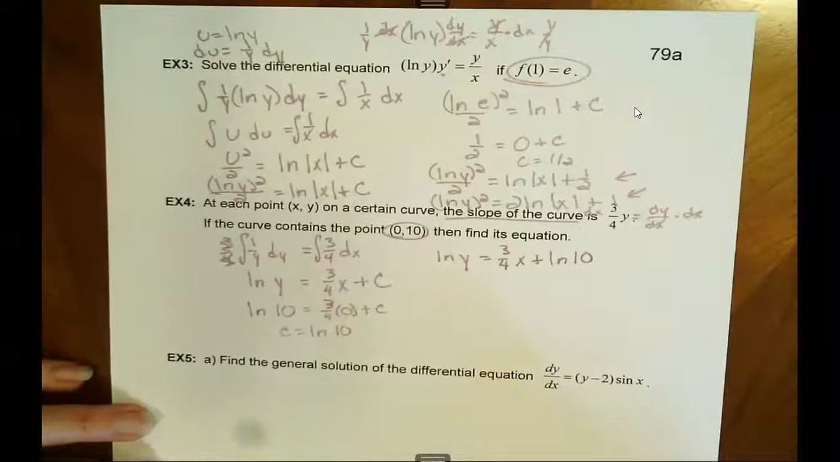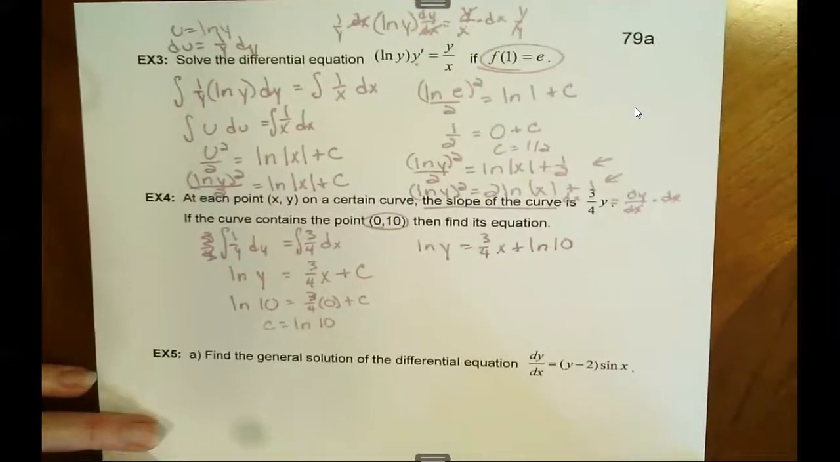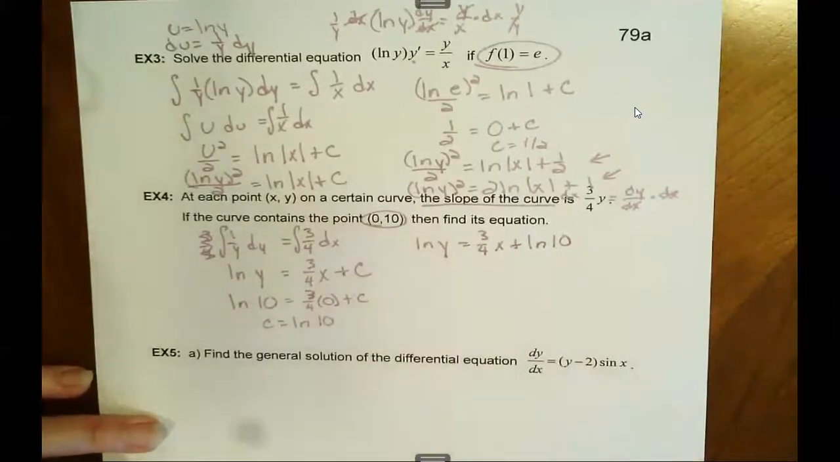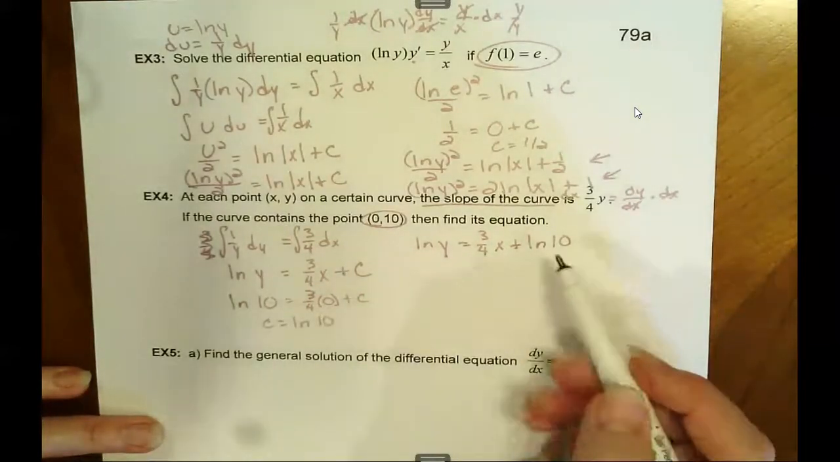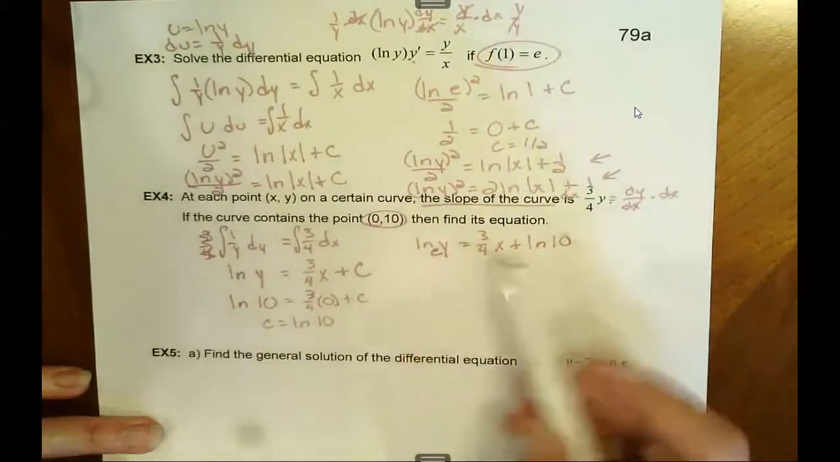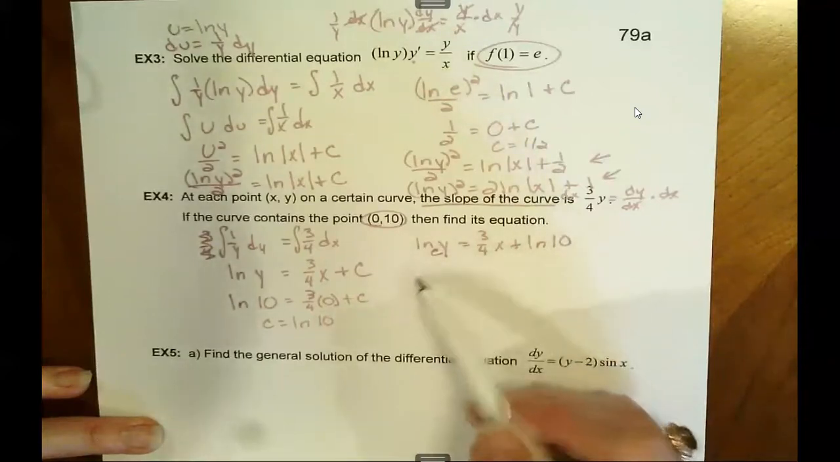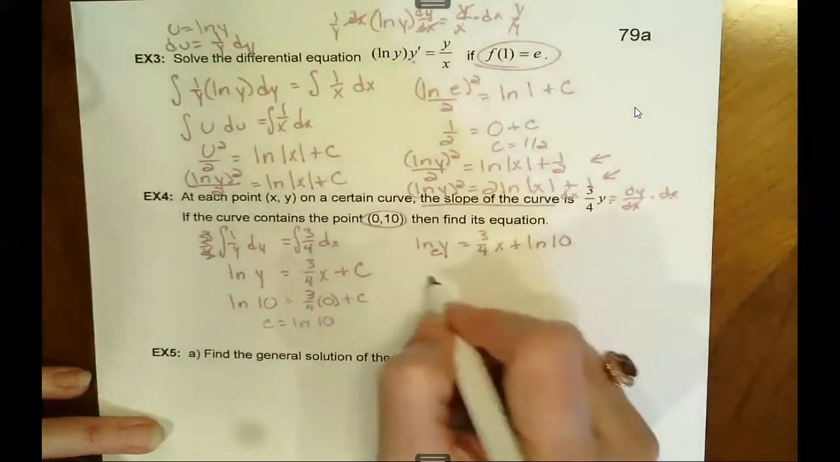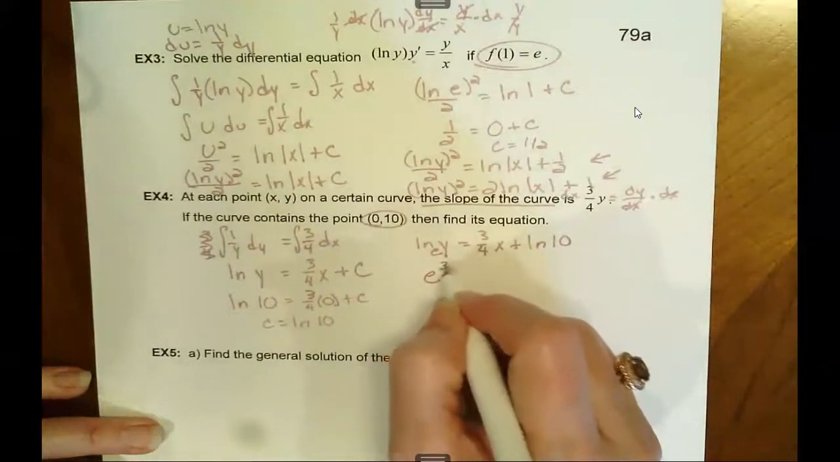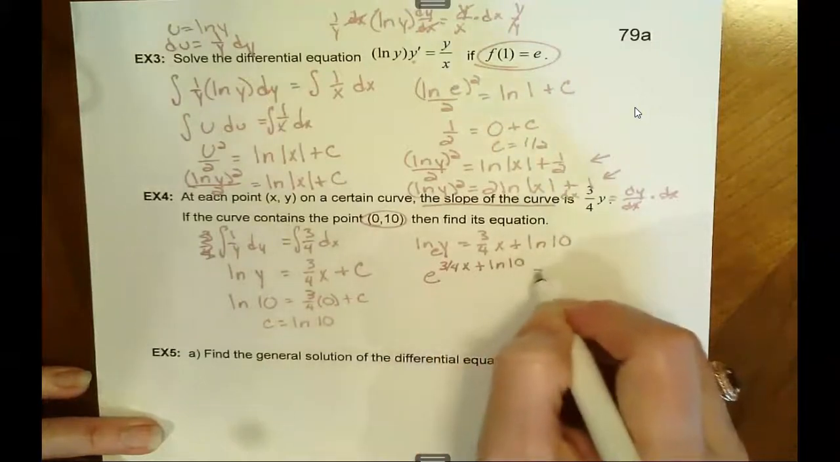Now, it wanted us to find the equation, and so usually that means to solve for y. So I'm going to go ahead and solve this one for y. If I'm going to solve for y, then I'm going to probably need to rearrange this. Remember, this is log base e. So I could put e to this power equals y. The switching around, the womp womp that Mr. Krause used to talk about. So e to the 3/4 x plus ln of 10 power would equal y.